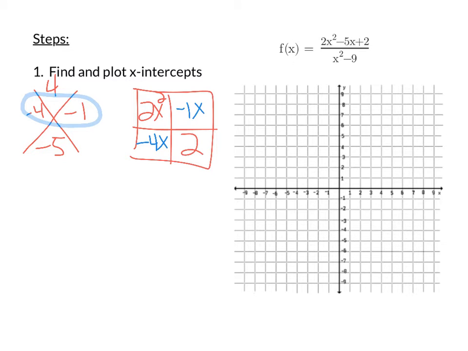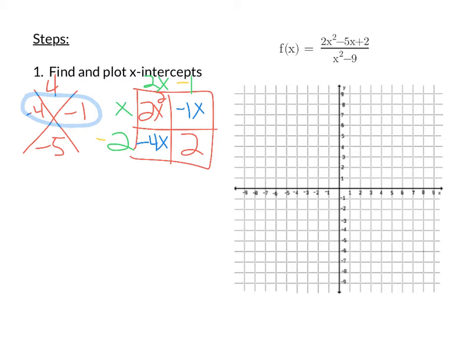Now looking at the greatest common factor of each vertical and horizontal pair of numbers, I would find out that between 2x squared and negative 4x, the greatest common factor is 2x. Between negative 1x and 2, the greatest common factor is 1. Between 2x squared and negative 1x, the greatest common factor is x. And between negative 4x and 2, the greatest common factor is 2. When I go through to check the area of each individual box, I would find out that I would have to make my 1 and my 2 both negative.